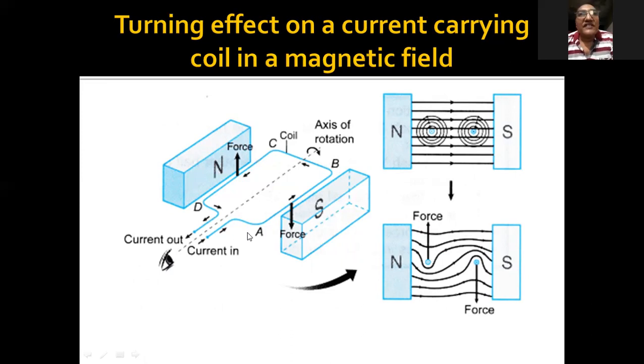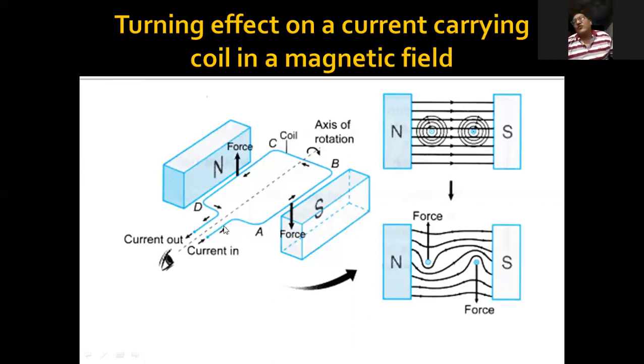And here we have a coil, and the name of the coil is A, B, C, D. And this coil has an axle. Around this axle, the coil is mounted. So this coil can rotate clockwise, and it can rotate anti-clockwise. You see, this coil is right now in a horizontal position.